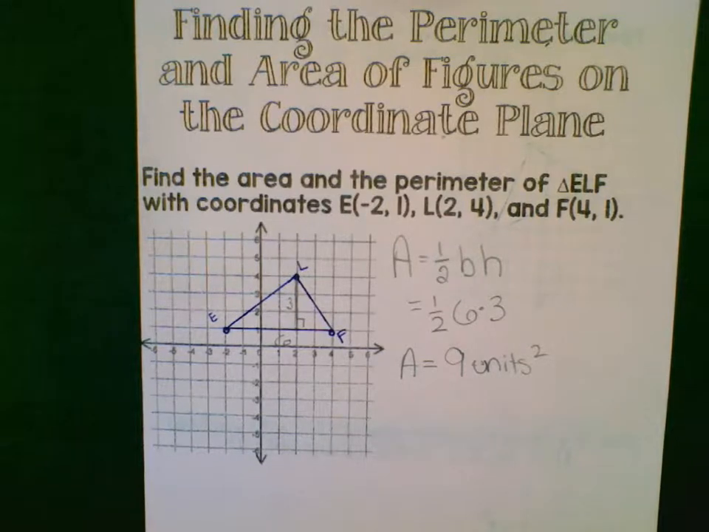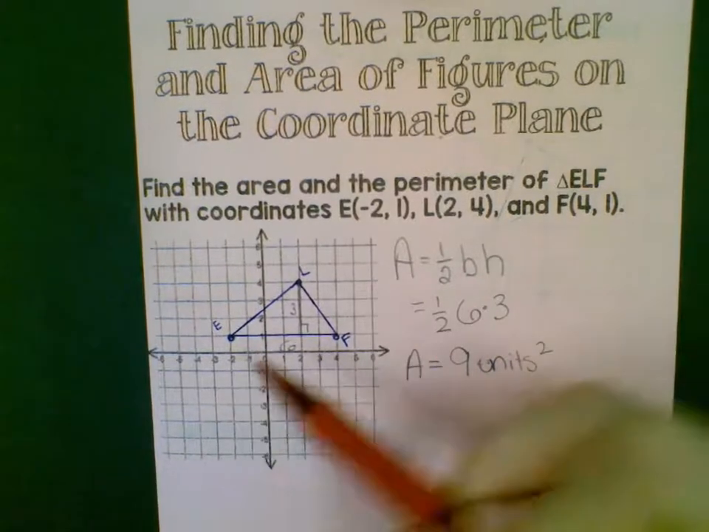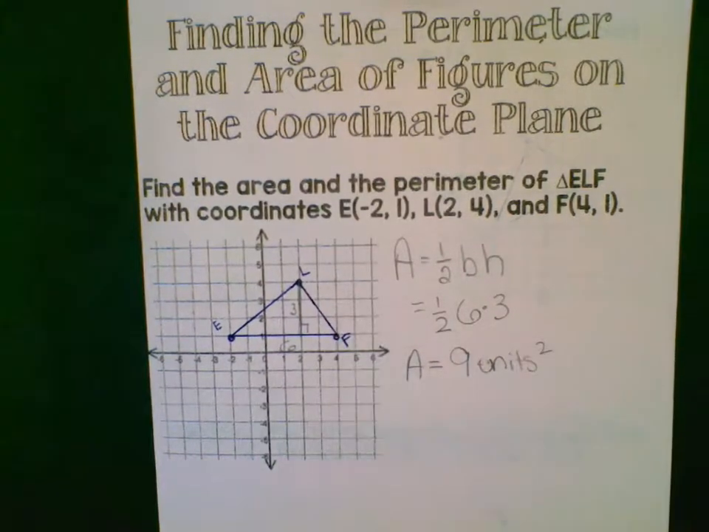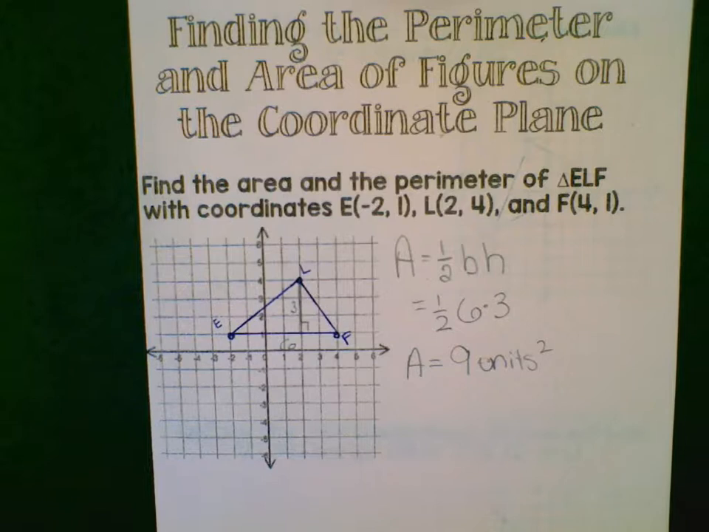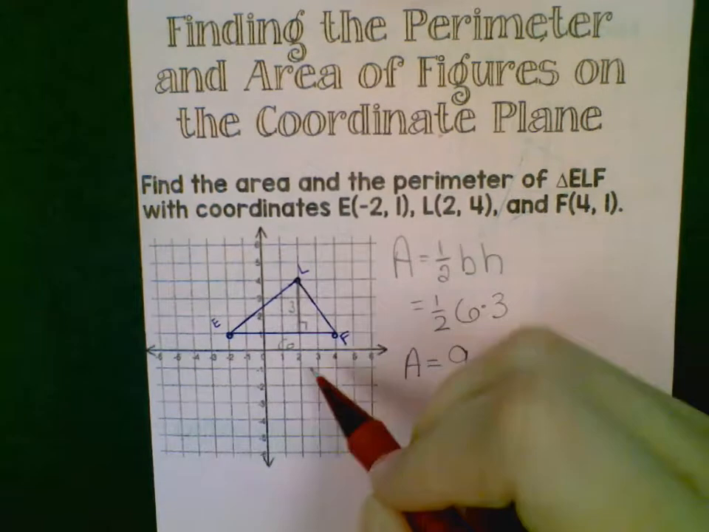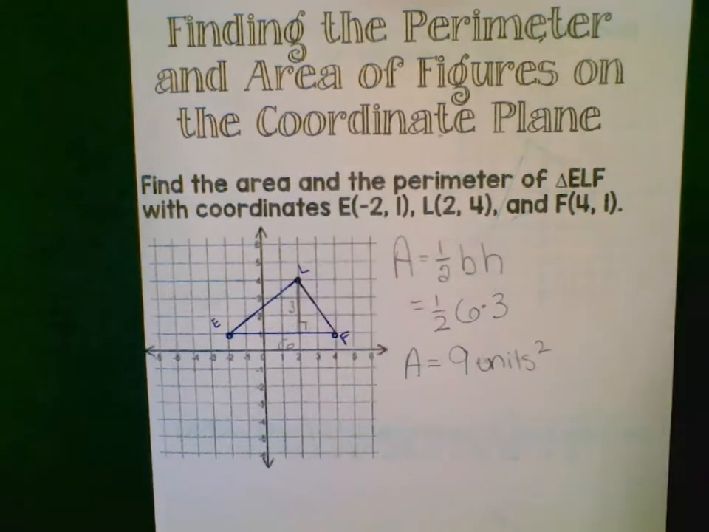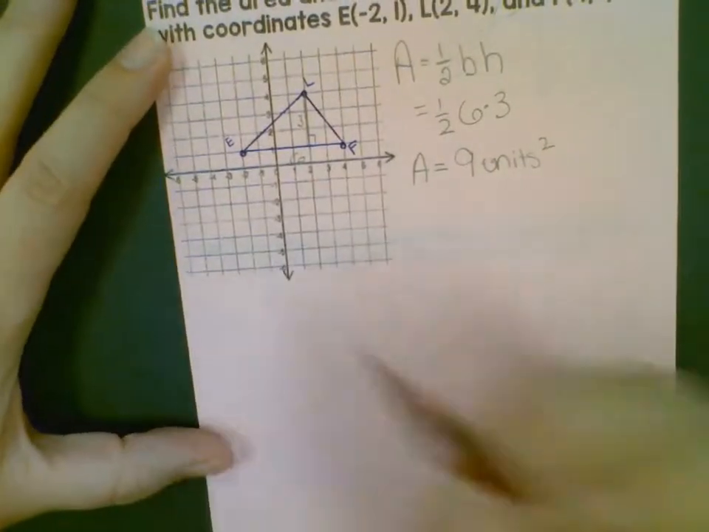Okay, so let's look at our perimeter. Well, we know that this side is 6, but the other two sides are a little bit harder to find because they're not horizontal or vertical, so we can't just count the boxes. So that's where the distance formula comes in that we learned last lesson. So we need to find the distance between E and L and L and F using the distance formula, and then we'll be able to add up all of our sides to find the perimeter. Okay, so we need to find the length of each side. So let's start with EL.